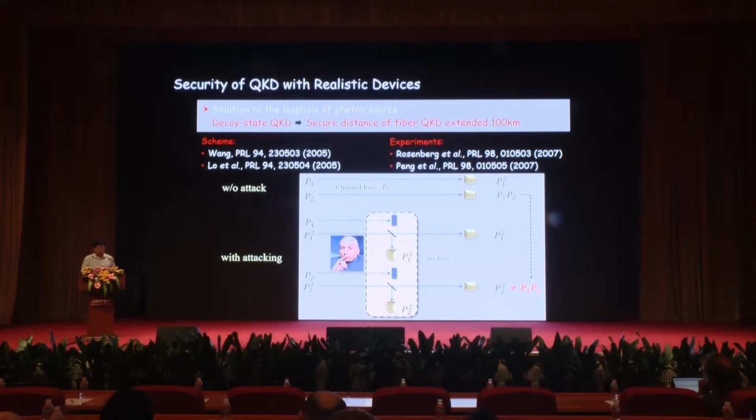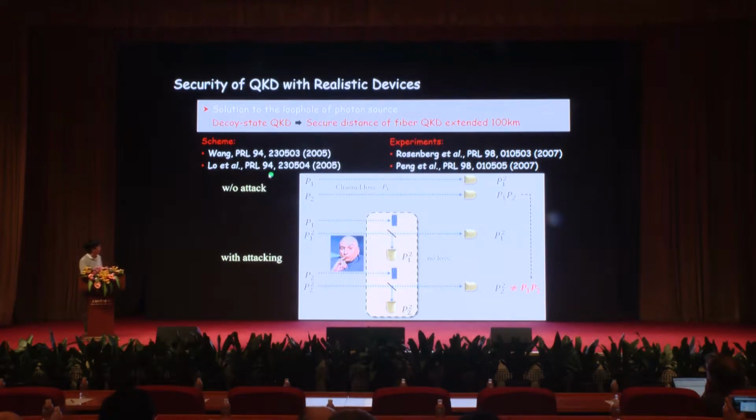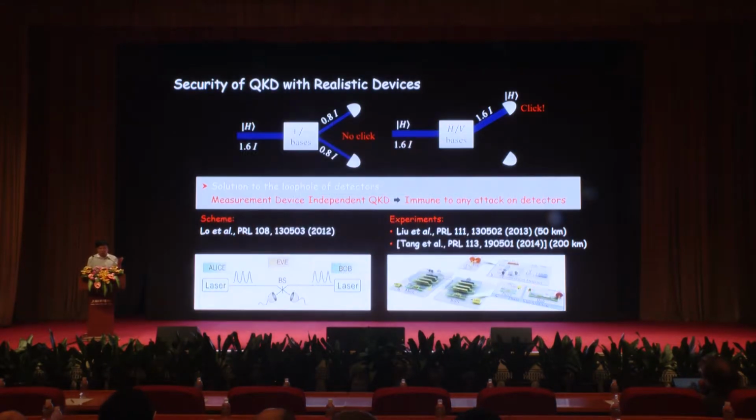In 2005, two groups proposed the solution for the source, the so-called decoy state method. Basically, instead of sending a fixed intensity pulse, it randomizes the intensity, randomly sending intensities P1 and P2 and vacuum, to check whether there is an eavesdropper in between. With this method, finally, in 2007, people could extend the provably secure distance to 100 kilometers. That handles the imperfection of the source.